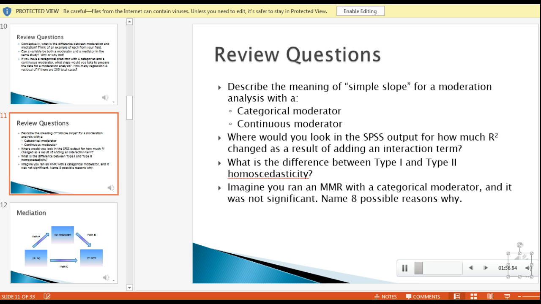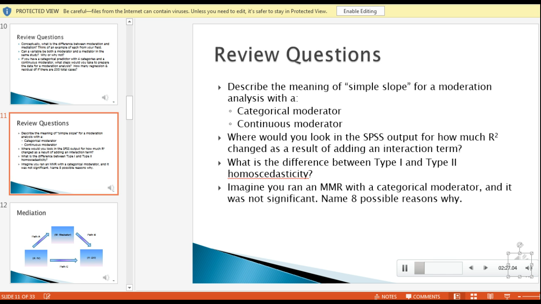In the SPSS output, if you're looking for the change in R-squared as a result of adding the interaction term, you would go to the model summary table, and you would go to the block that contains the interaction, probably the second or third, and you would head over to the rightmost column where it says F significance, and you would see if that term is adding a significant bump in R-squared. So if it's 0.05 or below, then you would know that it is.